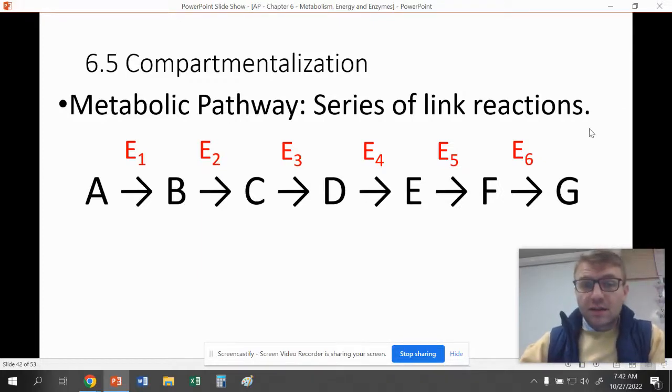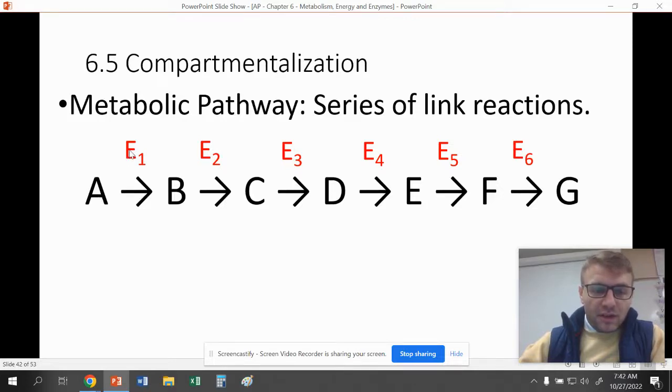This is a pretty significant concept to understand for this chapter. So really pay attention to this chapter because it's really going to apply not only to this chapter, but to other chapters and other units. So in compartmentalization, we have something called a metabolic pathway, where this is a series of linked reactions. Think metabolic, all your reactions going inside your body. Pathway, just a series of events. So we have our substrates and products are these molecules A, B, C, D, all the way to G. Every one of these E's represents an enzyme.